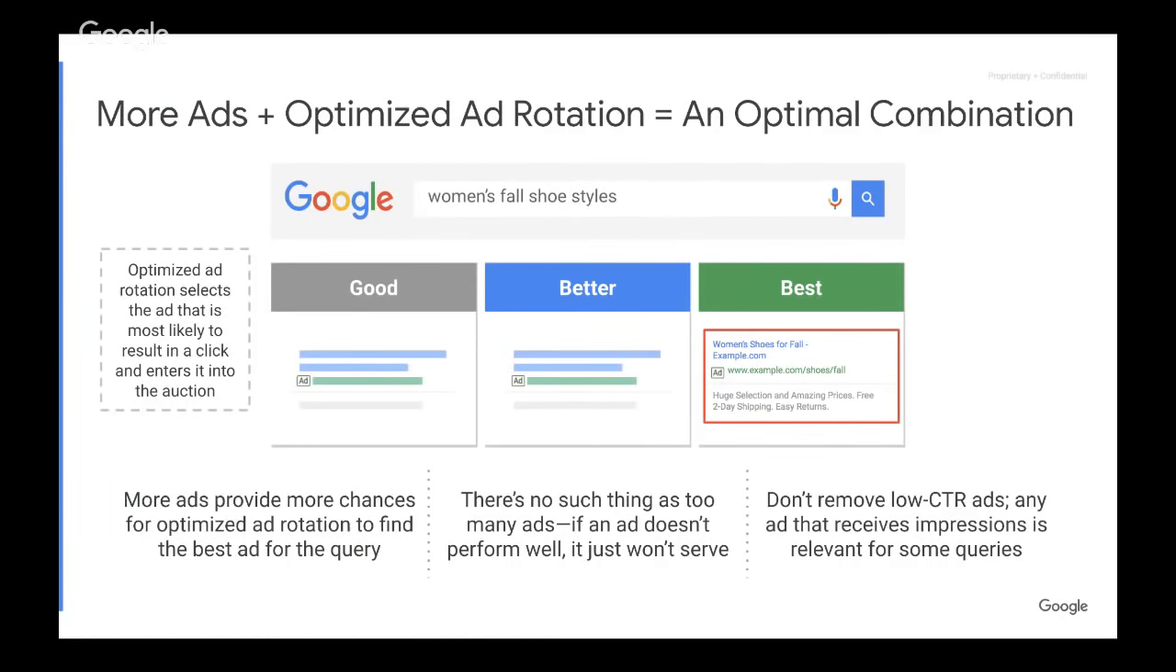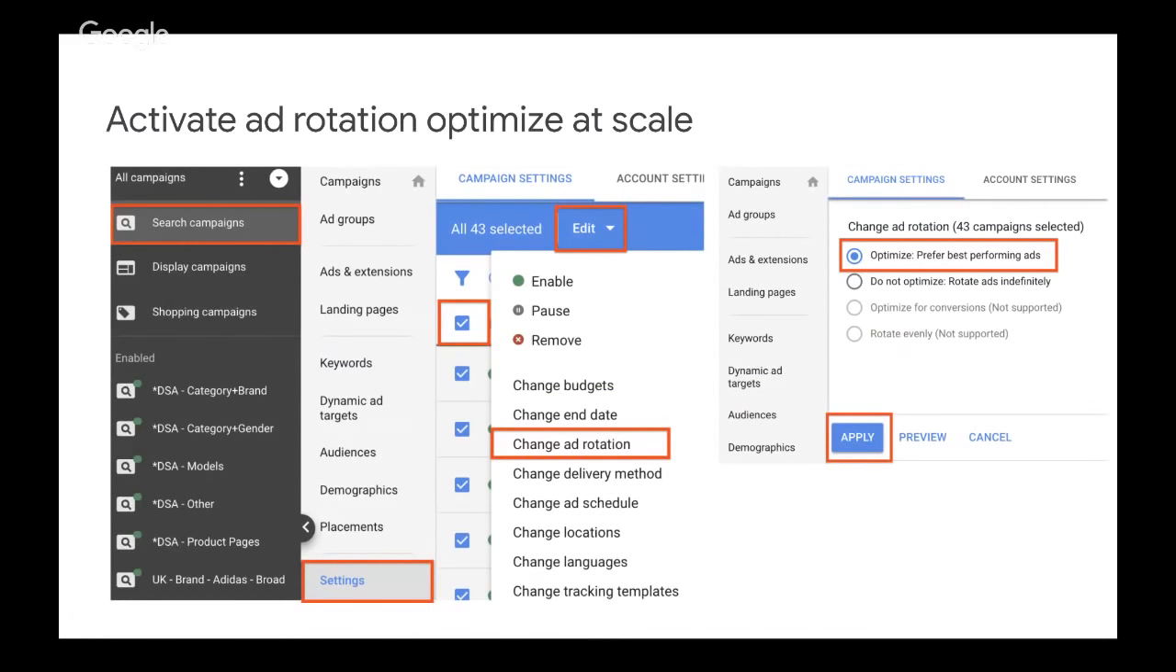Phil, a quick question here. Would it ever make sense not to optimize towards best performing ads? No, it's not something we advise. Sometimes I get the question, okay, but what about exact match? Even with exact match, there will be an increase if you create more ads and have optimized ad rotation.